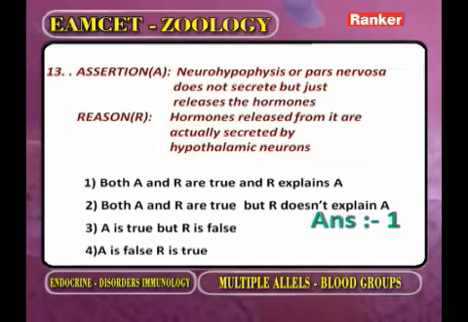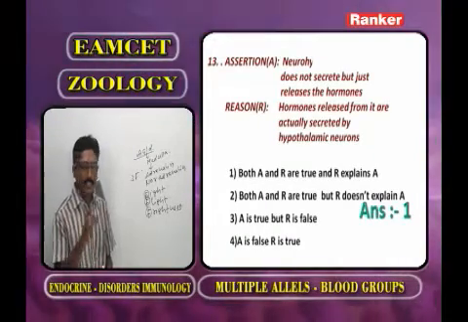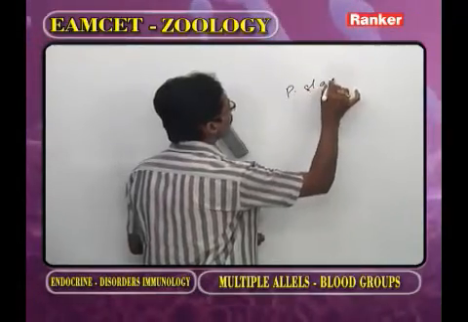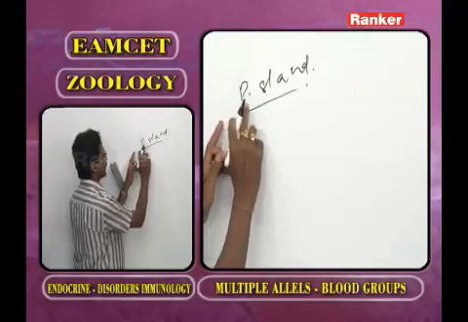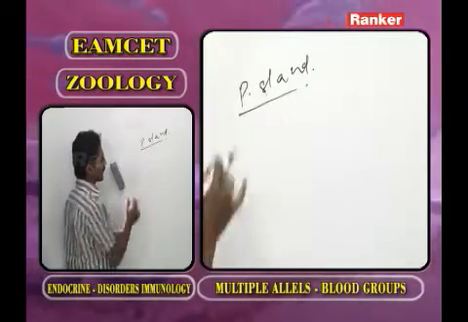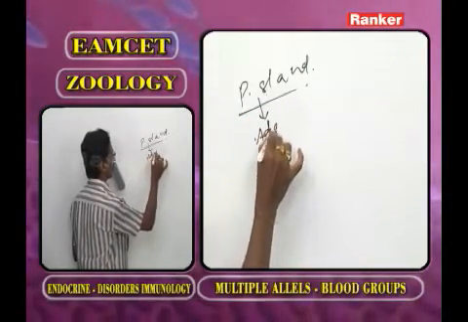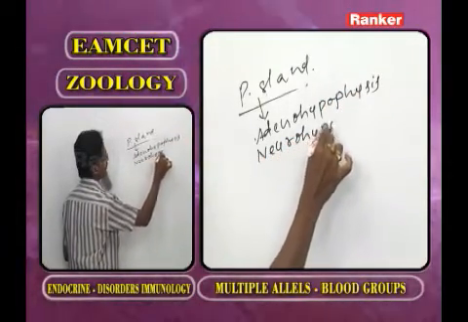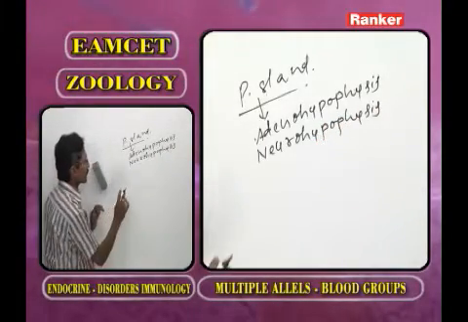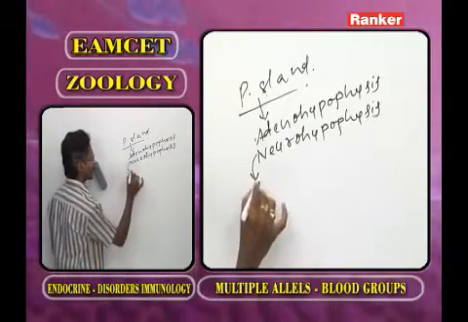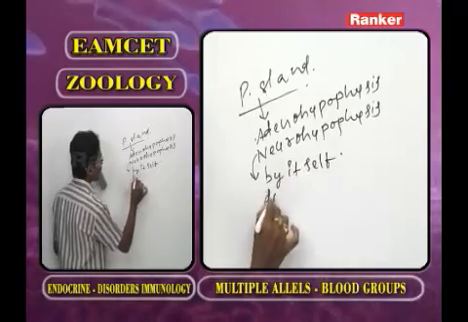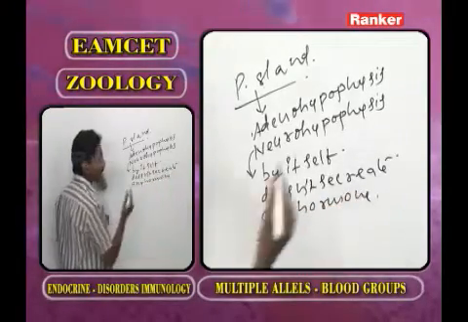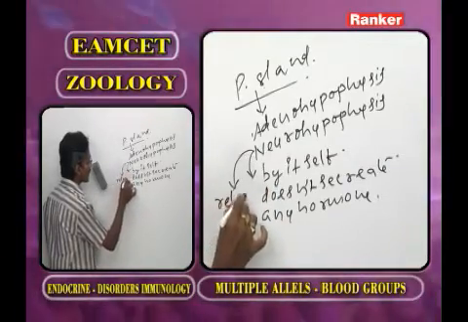Neurohypophysis or pars nervosa does not secrete but just releases the hormones. Now, as we observe the endocrine glands, the master endocrine gland we call the pituitary gland. P means pituitary gland. It is the master gland of the endocrine orchestra. Now as we observe the pituitary gland, one part we call the adenohypophysis. The second part we call the neurohypophysis. The neurohypophysis by itself does not secrete any hormone. But the neurohypophysis releases the hormone.